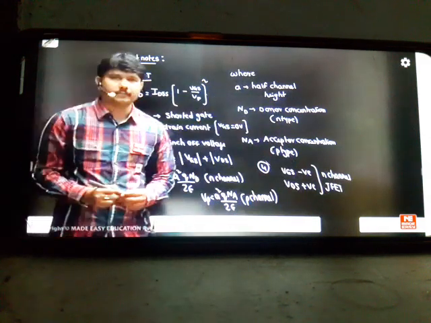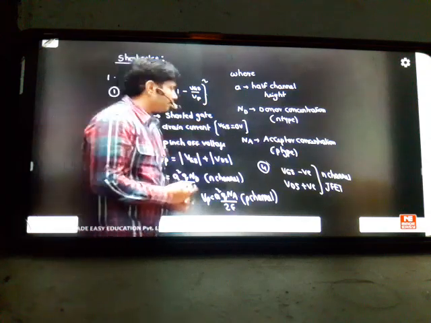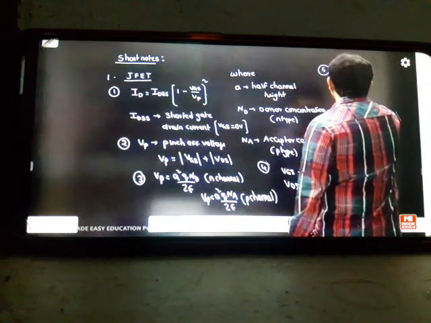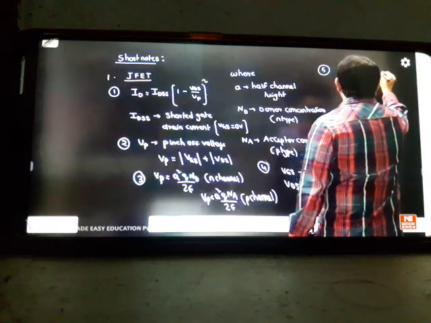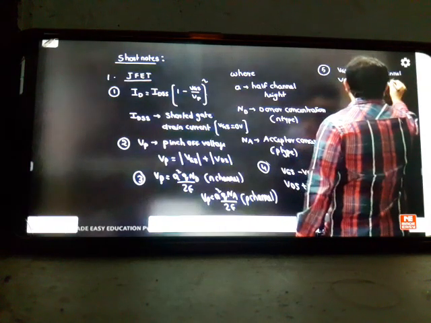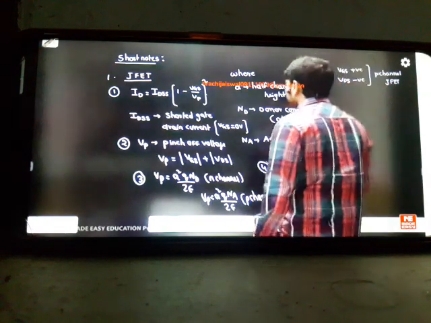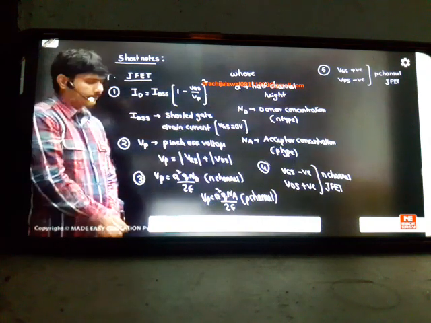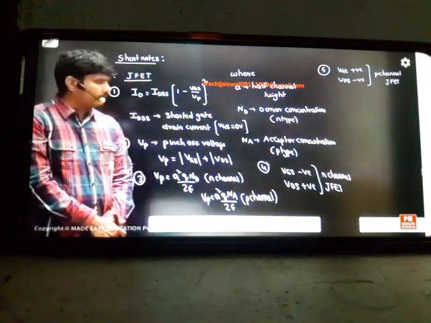VGS should be negative and VDS should be positive for N channel JFET. If it is a P channel JFET, point number 5, VGS will become positive and VDS will become negative. This is for P channel JFET. These are the basic things we have learned. So these formulas we have to keep in mind when you are doing problems in analog electronics. This completes the JFET basics.